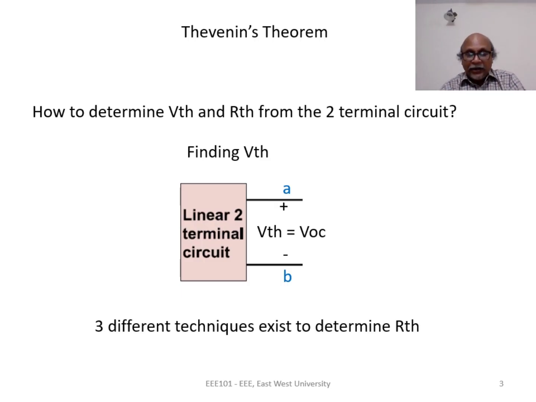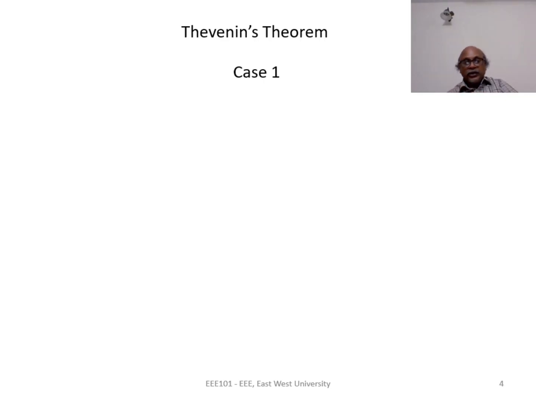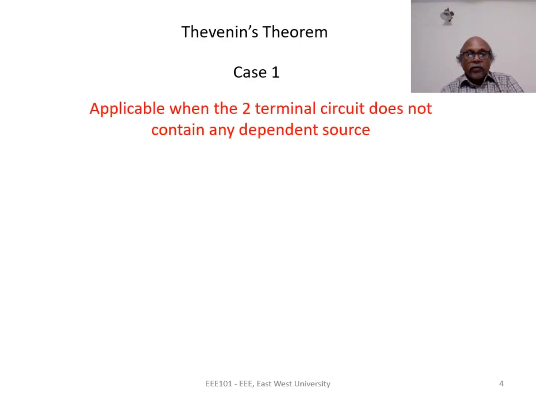To find RTH, there are three different techniques available. Let's discuss the techniques one by one. First, case 1. Case 1 applies to those circuits which do not contain any dependent source. That means the linear two-terminal circuit consists of only independent sources and resistors.